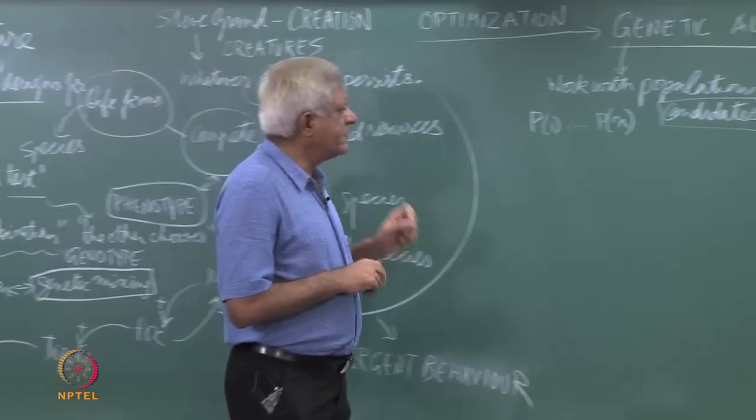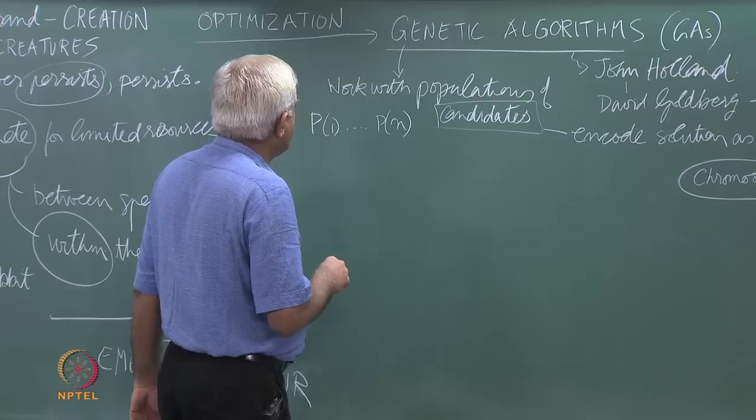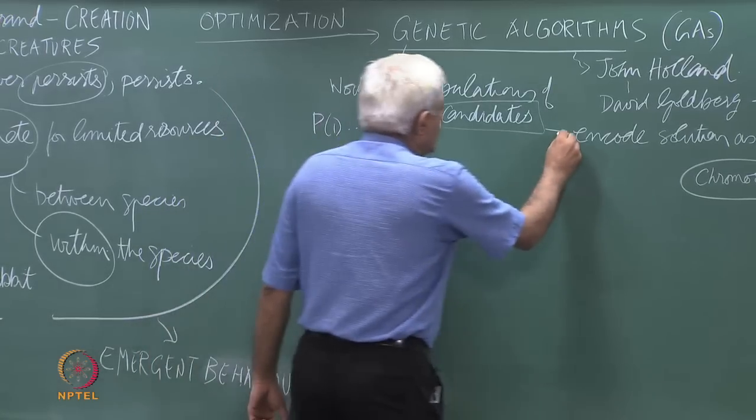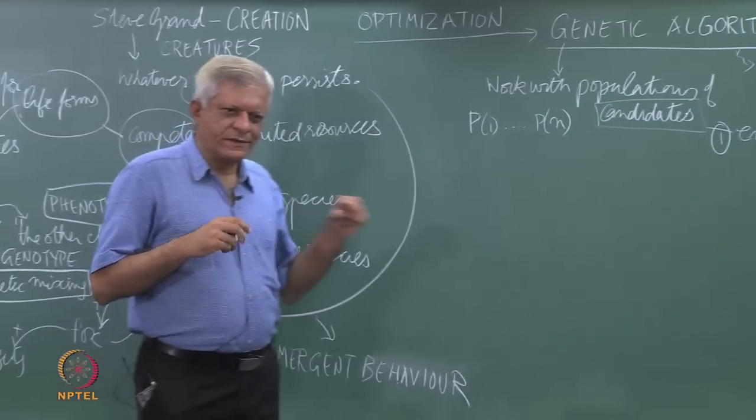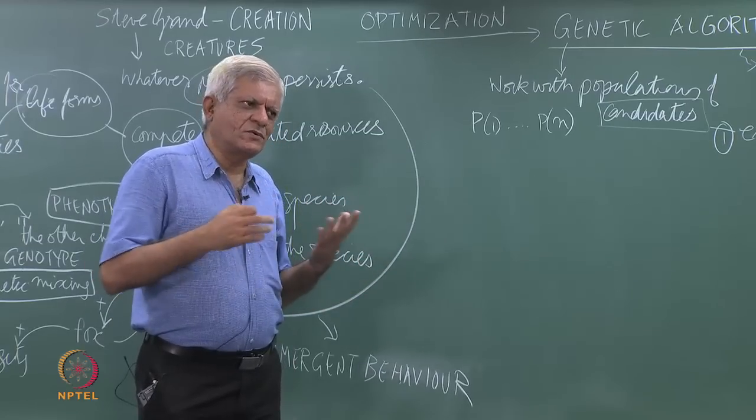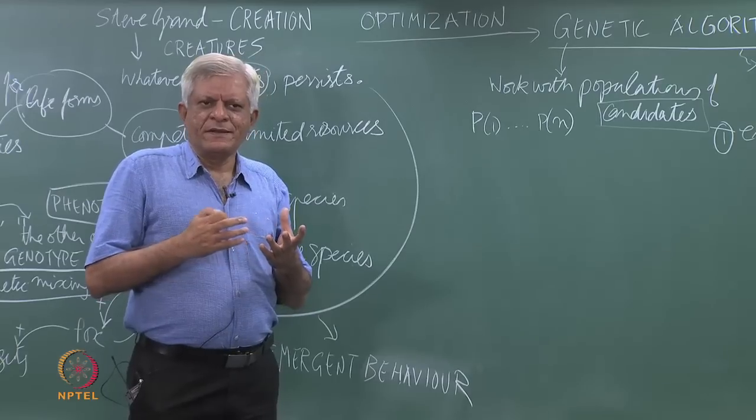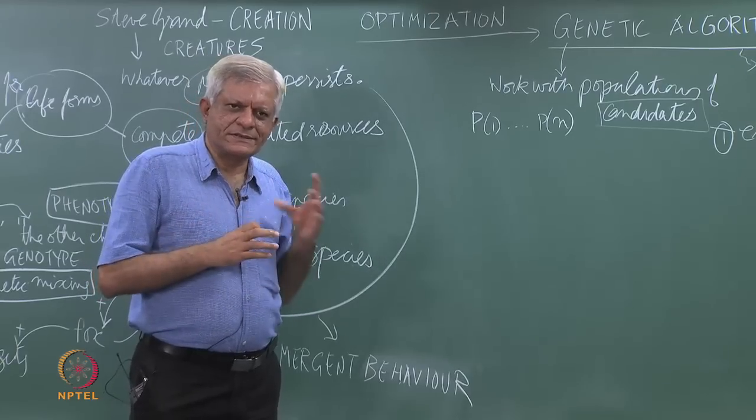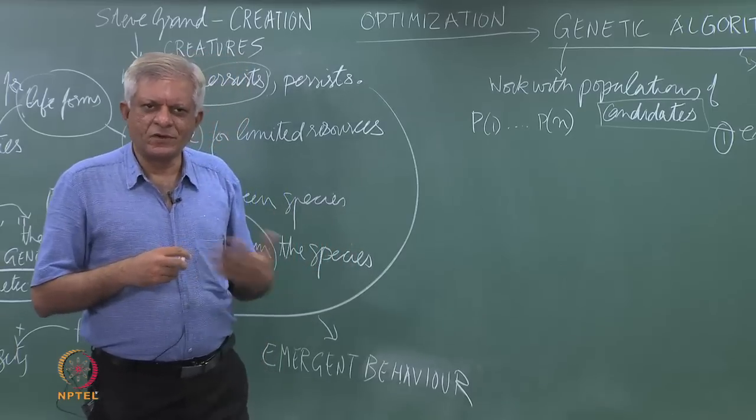Then the next thing you want to do, so the first thing is to encode candidate solutions as strings essentially. What are we trying to do? We will work with a population of initial randomly generated candidates and then try to mix up the strings to produce new candidates, which will hopefully be better essentially. And how do we decide better?